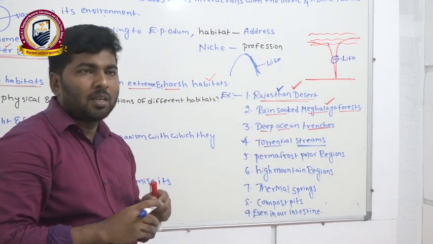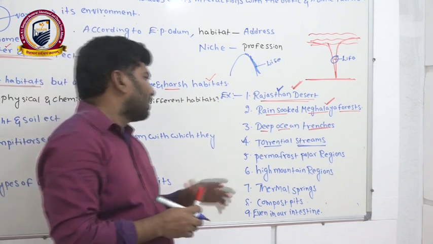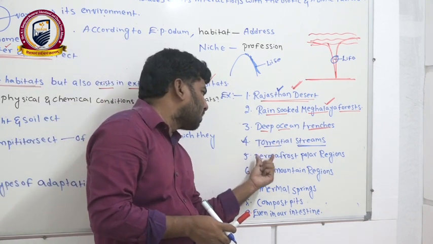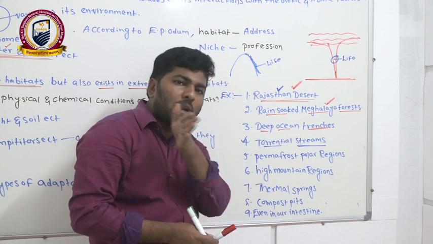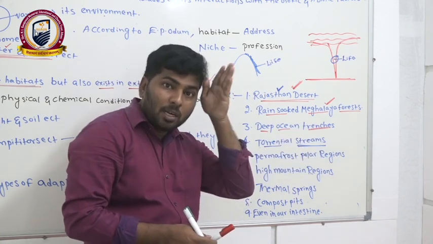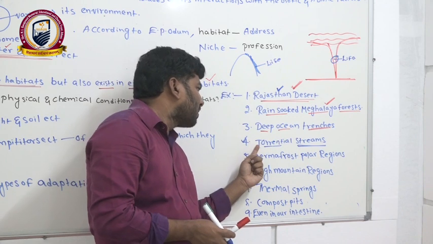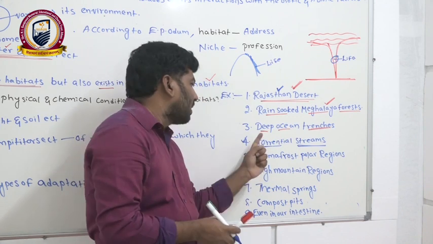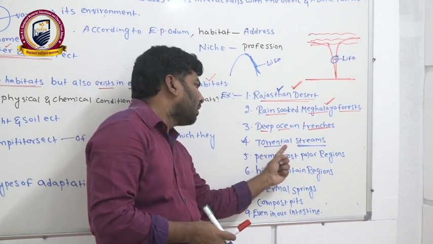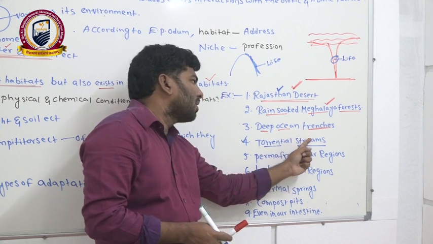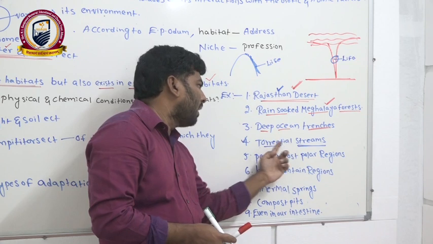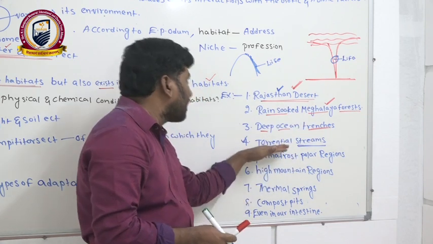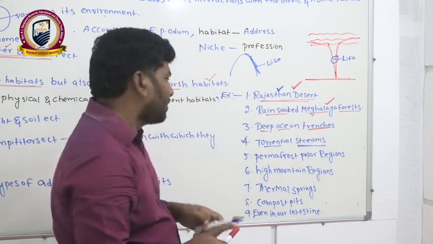Nothing but like some of the falls we are seeing, in that falls area also we are seeing some of the organisms. There, always 24 hours the water is in moving position only. In that moving water also we are observing some of the organisms. That's what torrential means: turbulent movement of water. Streams means what? Movement of water and turbulent flow. It is turbulent movement of water. In these places also we have seen some organisms living.